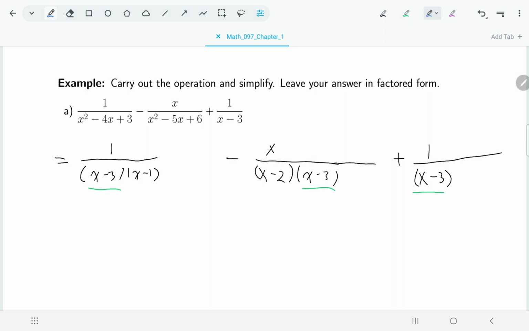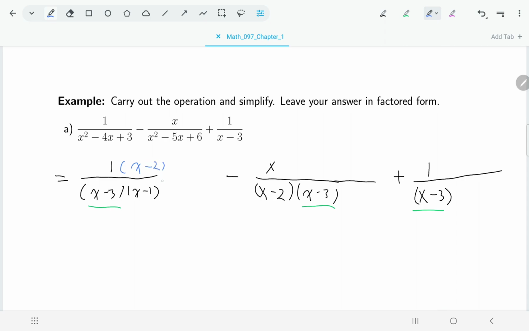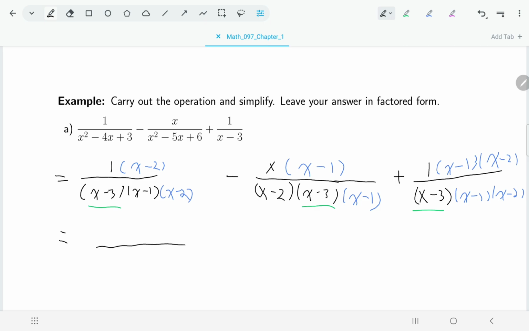One of them has an x minus 2 and the other ones don't. So if I'm making my common denominators, for the first one, I'll multiply top and bottom by x minus 2 to put in the thing that it's missing. For the second one, I'll put top and bottom, put in an x minus 1 to put in the thing that it's missing. And for the third one, it'll need to have both the x minus 1 and the x minus 2. So now I've got three rational expressions. They all have x minus 1, x minus 2, x minus 3 in their denominators.